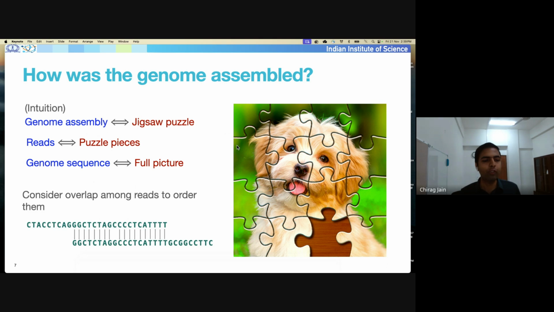Similar to how we solve the jigsaw puzzle, where we look for the overlap between two pieces, in the genome assembly problem we would also want to look at the overlap between two reads. That is, an overlap between two reads will likely indicate that the second read appears after the first read in the actual genome sequence. So this overlap information will be an important point to understand how the reads can be ordered to form the complete genome sequence.